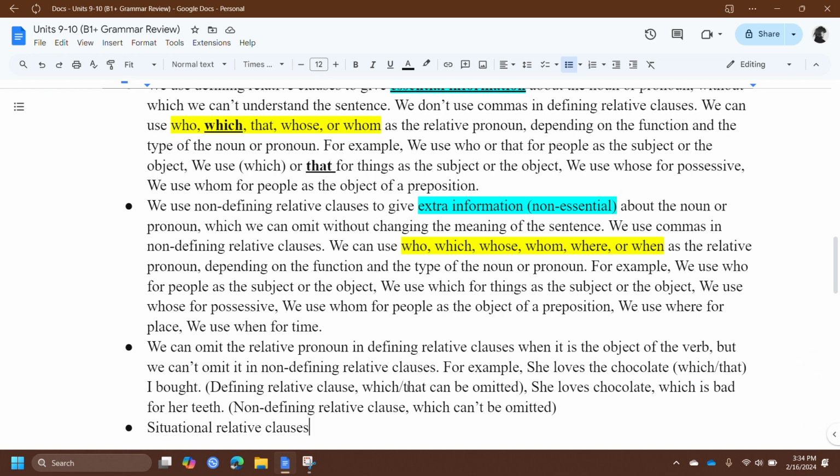We can only remove the ones that act as the object of the verb. Okay. So coming to situational relative clauses, guys, a good thing about them is that we only use which for them. And they talk about situations. They don't talk about just a noun.